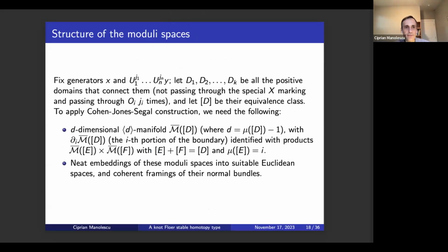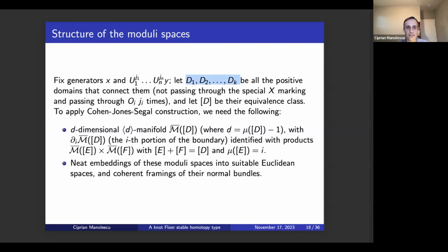Okay, so just to review, I have two generators, X and Y, and I'm specifying some powers of use. We're going to have an equivalence class. There's a bunch of domains. They need to be positive in order to support any sort of holomorphic strips. So we don't allow negative linear combinations of rectangles, just positive, or at least non-negative. So there's finitely many domains in the equivalence class.